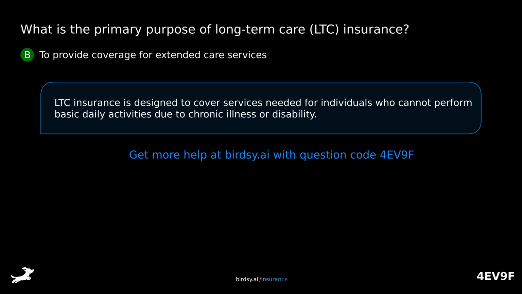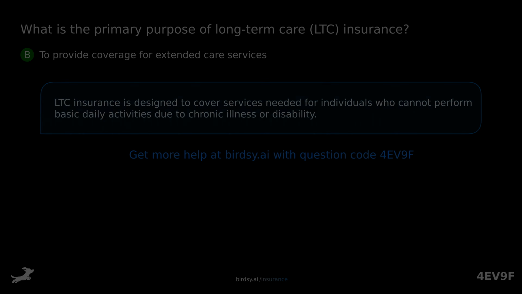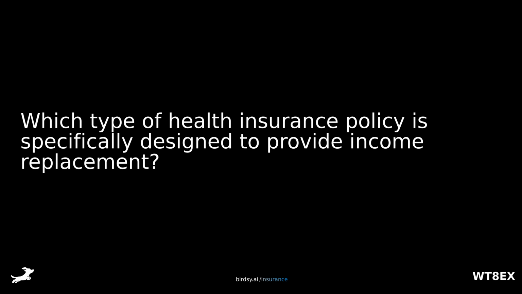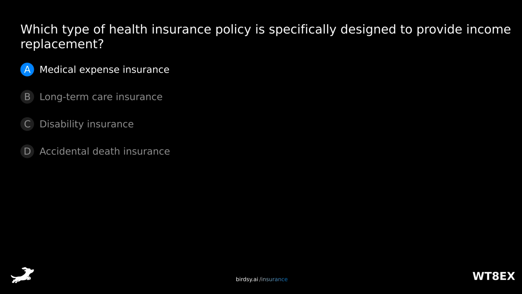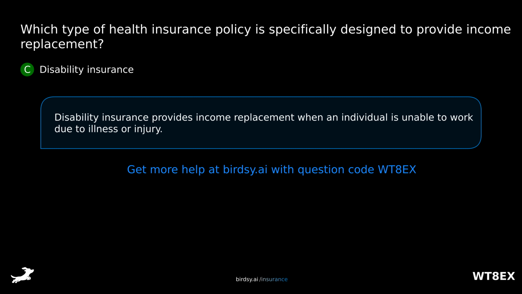LTC insurance is designed to cover services needed for individuals who cannot perform basic daily activities due to chronic illness or disability. Which type of health insurance policy is specifically designed to provide income replacement? Is it A, medical expense insurance, B, long-term care insurance, C, disability insurance, or D, accidental death insurance? The answer is C, disability insurance. Disability insurance provides income replacement when an individual is unable to work due to illness or injury.